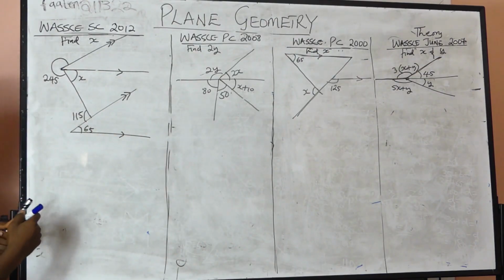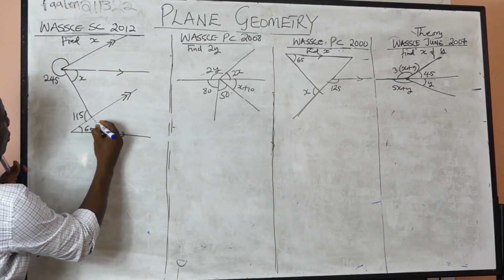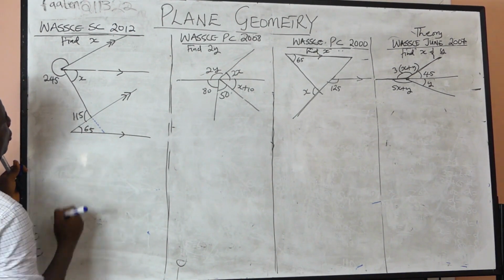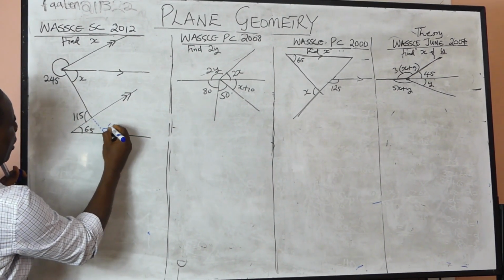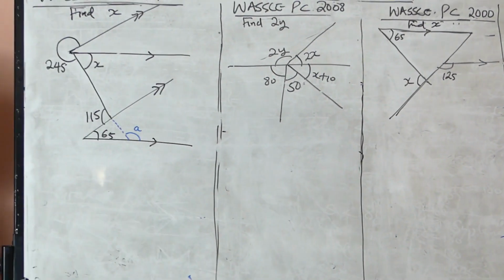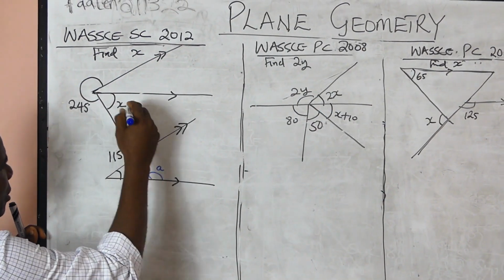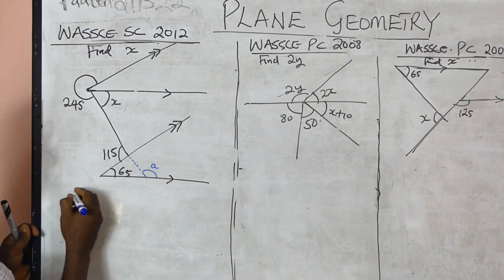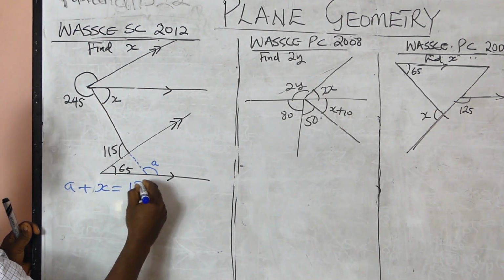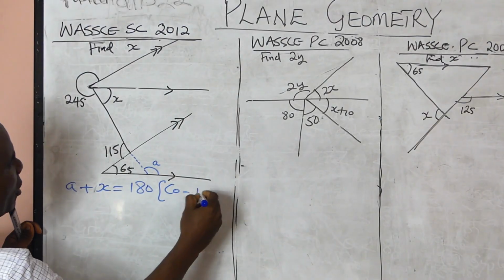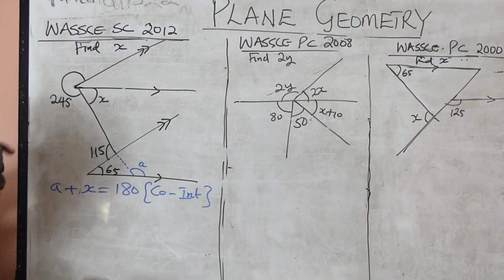Now in solving for x, these are the assertions you have to make for yourself. You can project this line to continue so that this angle will have a connection with that x, if you like. If I find this and this, they will give me co-interior angles. So I can say A plus x must give me 180. That is co-interior angles as supplementary. They're in the same room, so we call them co-interior angles.